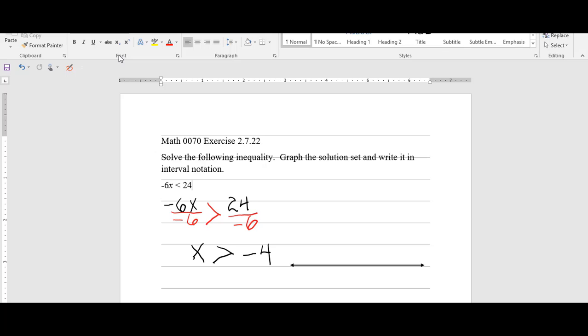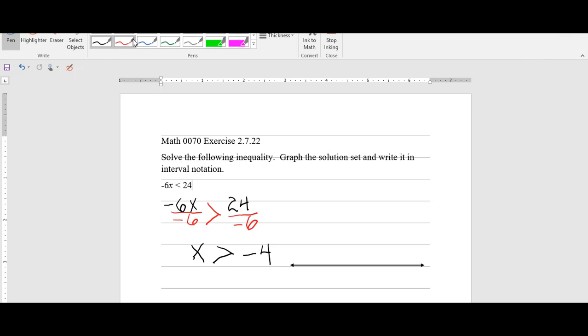And notice that the inequality says the x's that make this inequality true are all bigger than negative 4. They're all greater than negative 4. So on the number line, that means the negative 4, which is called an endpoint of the interval, which is an infinite set of numbers, is negative 4, but that's not included in the solution set.